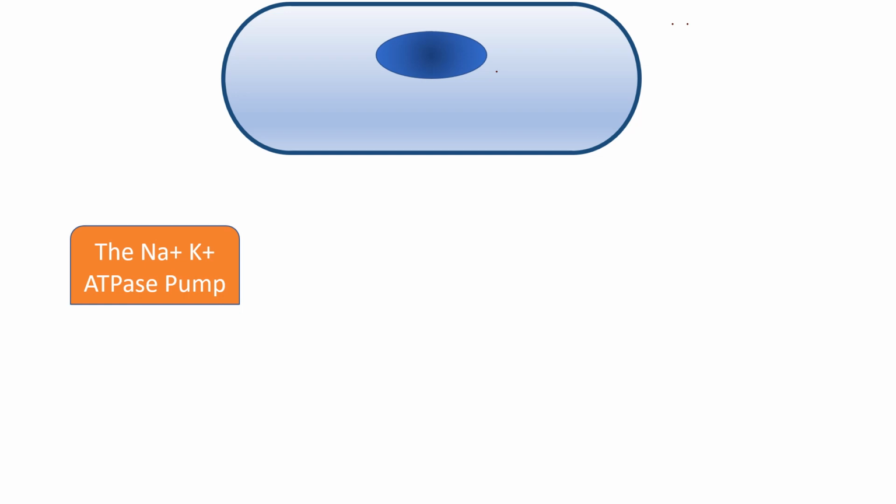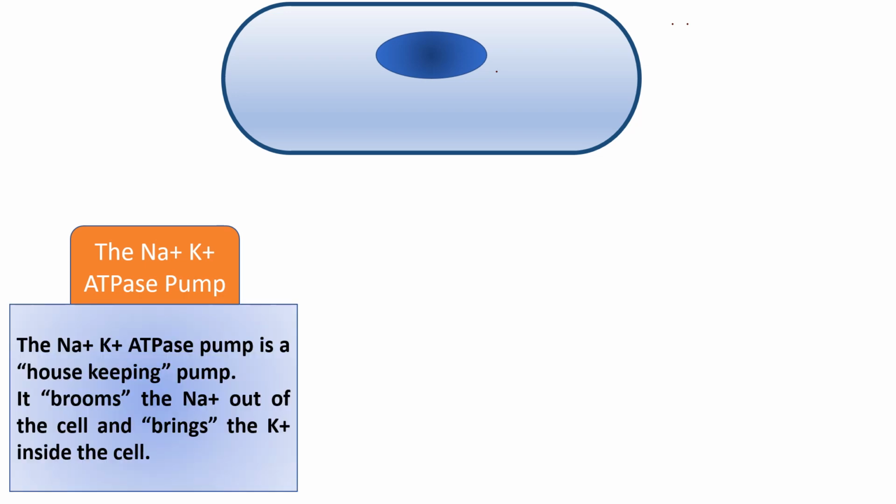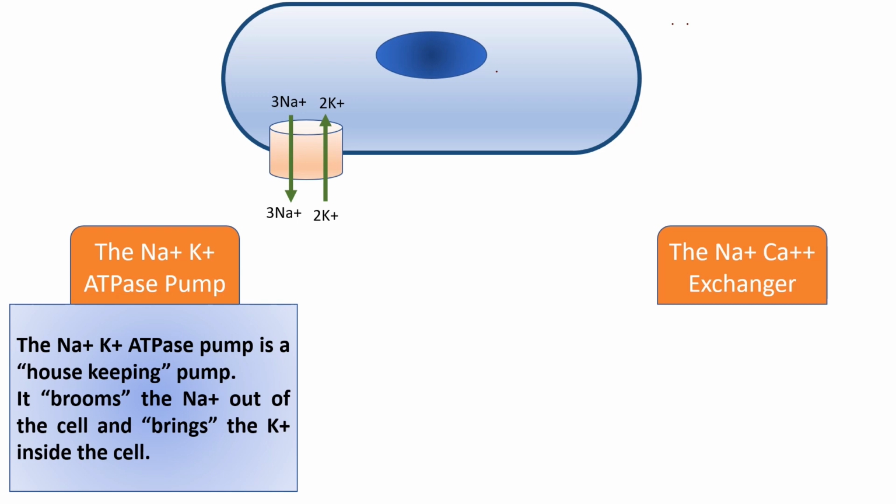We know about the sodium-potassium ATPase pump. The sodium-potassium ATPase pump is a housekeeping pump. It pumps the sodium out of the cell and brings the potassium inside the cell. Let us see a schematic flow diagram of the sodium-potassium ATPase pump. So, 3 sodium are moving outside the cell and simultaneously 2 potassium are moving inside the cell. The sodium-potassium ATPase pump is responsible for maintaining the high intracellular concentration of potassium and the high extracellular concentration of sodium.